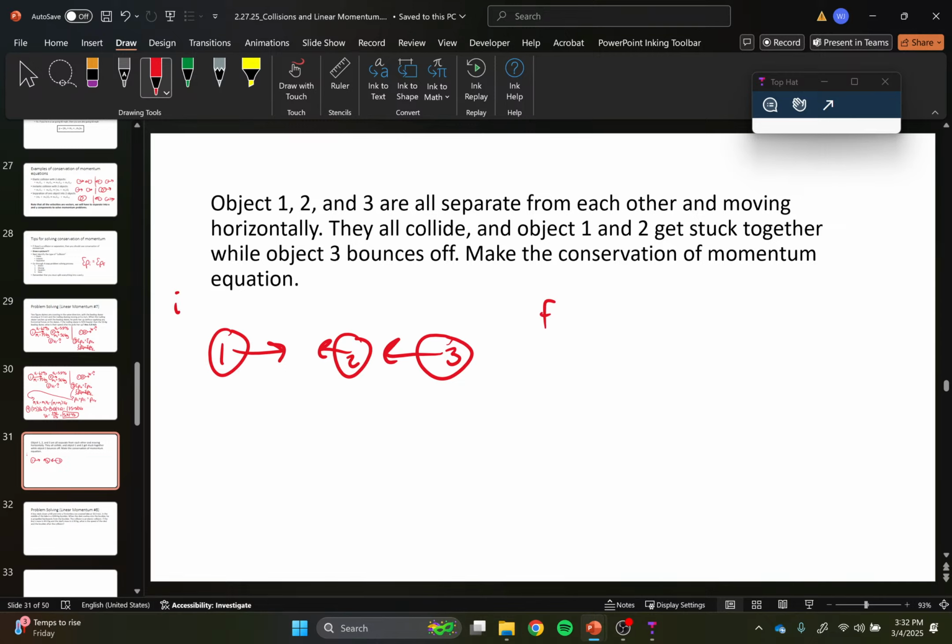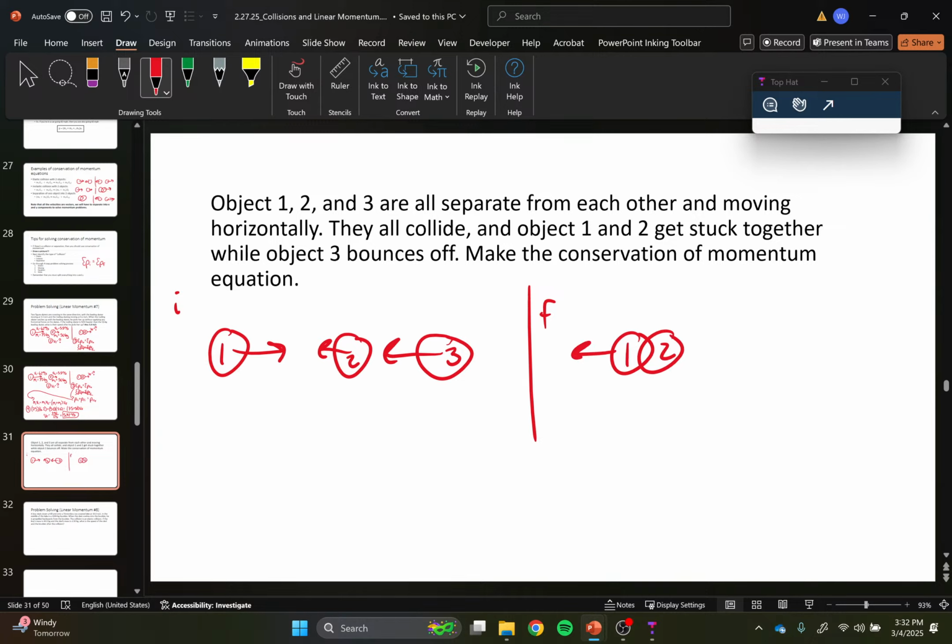That's the cool thing again with momentum. Don't care about the order of interactions. Just care that they hit each other. To me, it's kind of crazy all this stuff works. Great. They all start separate and they all eventually will hit each other. Awesome. They collide. Object 1 and 2 get stuck together.